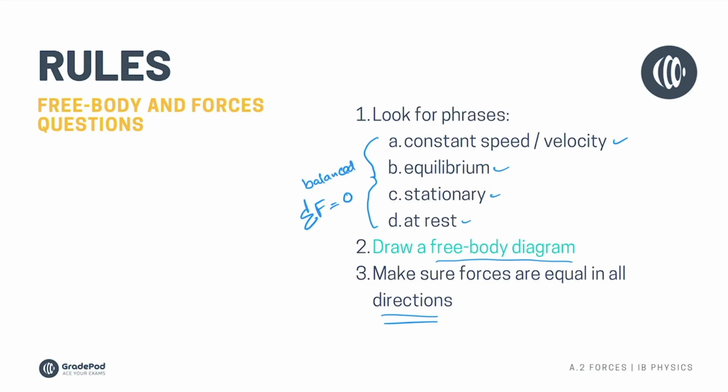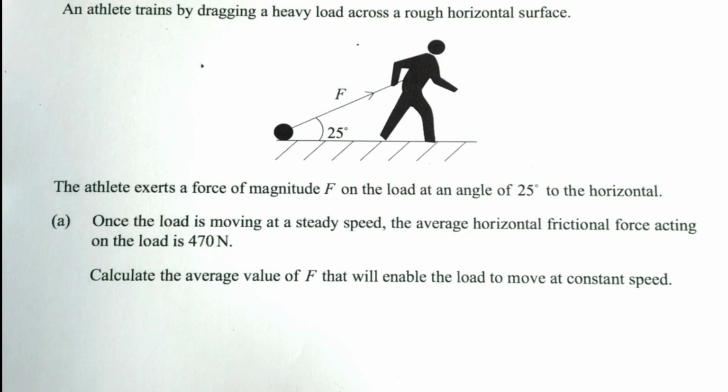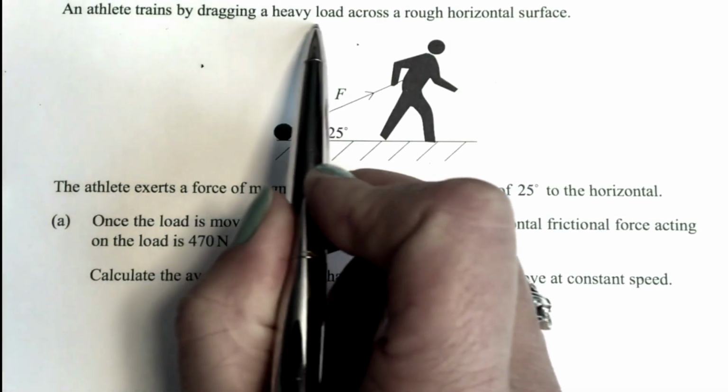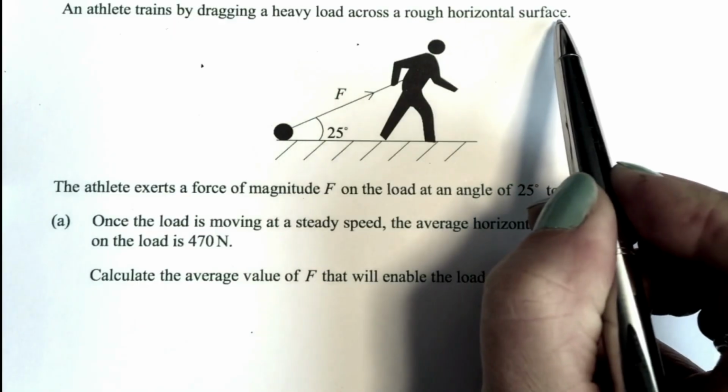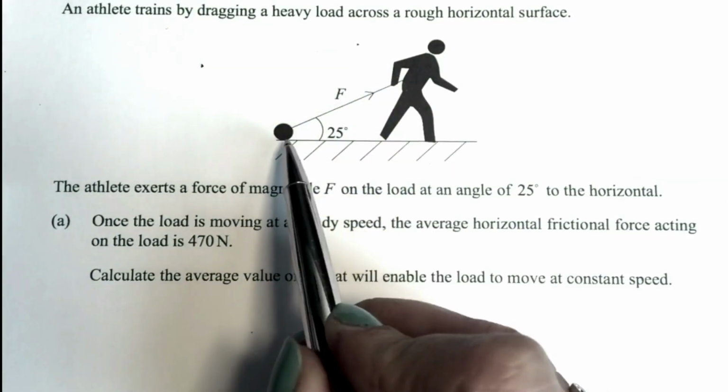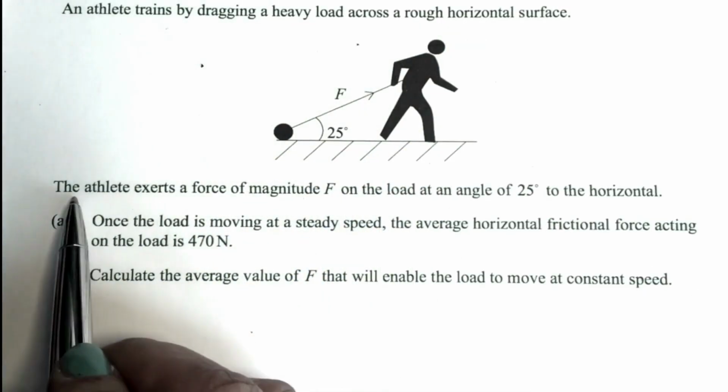Here we go. Rule number 1 was to look for certain phrases in a question to give you a hint that you're looking to apply Newton's first law. And those phrases were constant speed, constant velocity, steady velocity, at rest, equilibrium, and so on. So let's go through this question. An athlete trains by dragging a heavy load across a rough horizontal surface. Here's our athlete here. There's a heavy load there and he's dragging it along, and it's a rough horizontal surface.